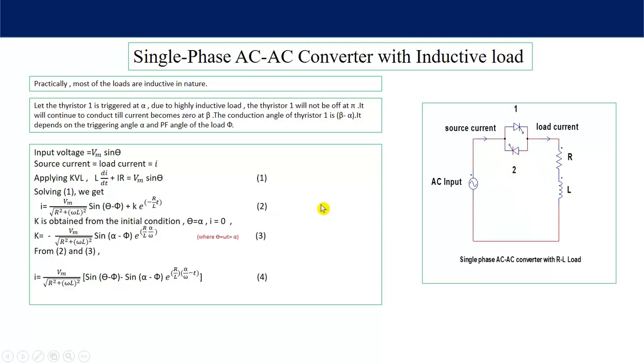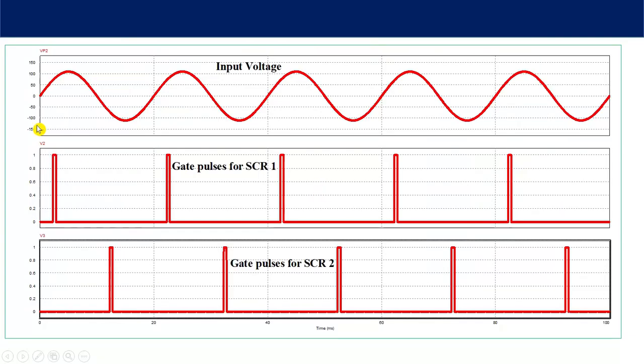Let's see the waveform. Here you can see this is our input AC voltage, a purely sinusoidal input voltage we have given across the circuit. Now this is the gate pulse for thyristor number 1, it is at alpha. Then again it is coming at 2 pi plus alpha. So in the positive half cycle, this thyristor number 1 is triggered. Again in the positive half cycle, thyristor number 1 is triggered.